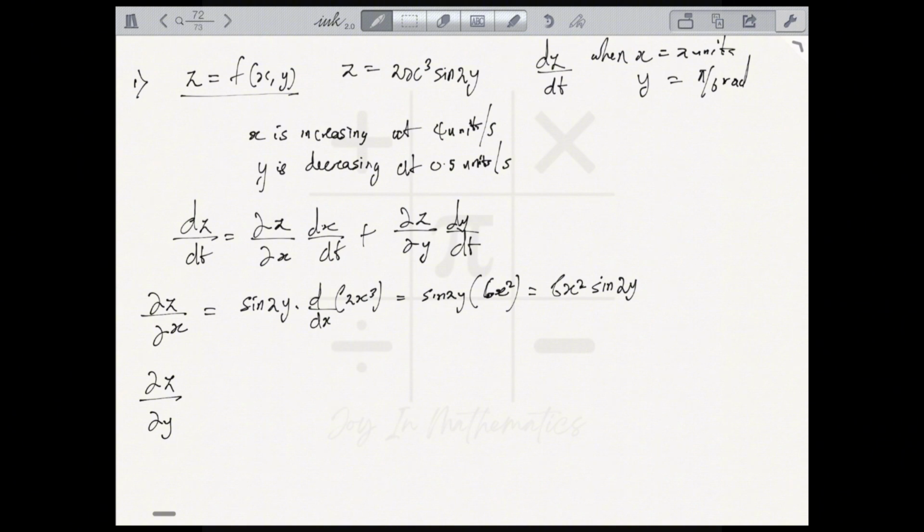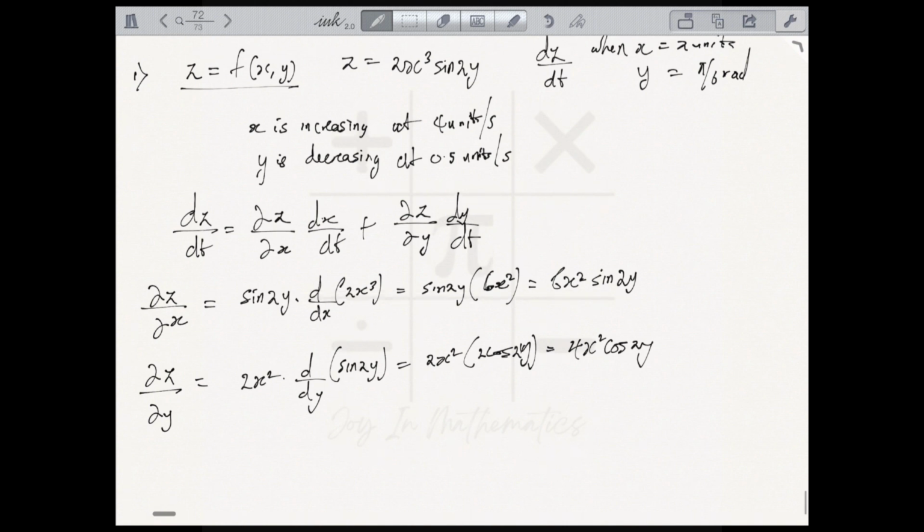And if we are differentiating partially with respect to y, that means our x is kept constant, and we have a differential with respect to y of sine 2y, and that's 2x cubed, differentiating sine 2y will give 2 cos 2y, and that will give us 4x cubed cos 2y.